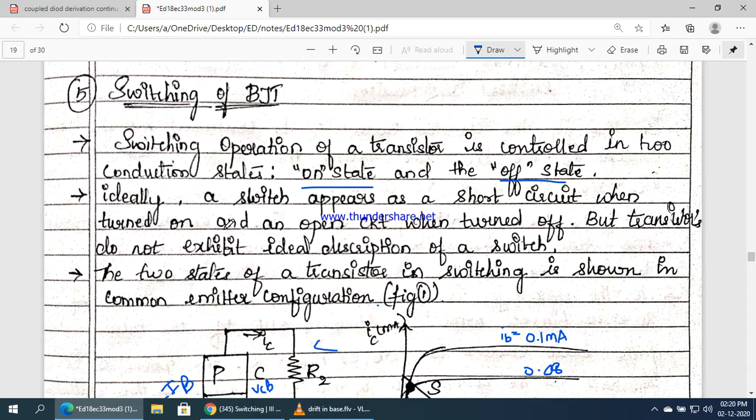In order to say switching operation, there will be two modes of operation. One, it is on state, and another one is off state. When it is in on state, that is nothing but a short circuit. When it is in off state, that is nothing but an open circuit. The two states of transistor switching are shown by common emitter configuration. That is, on and off state configuration can be achieved by BJT by common emitter configuration.